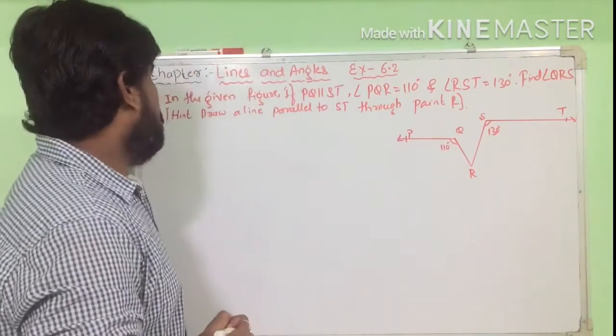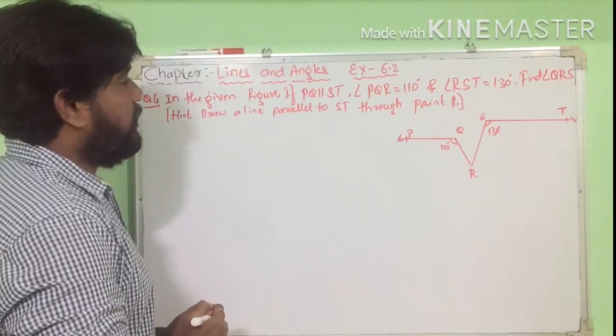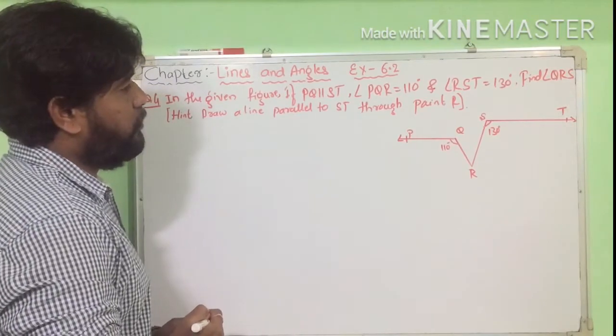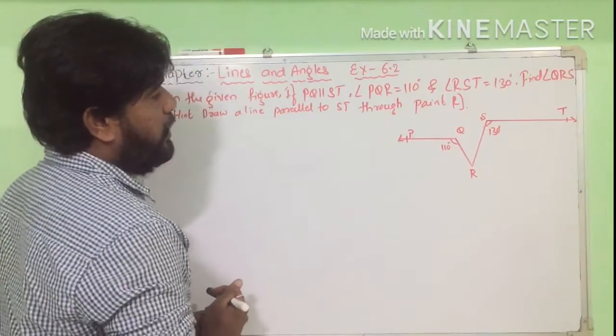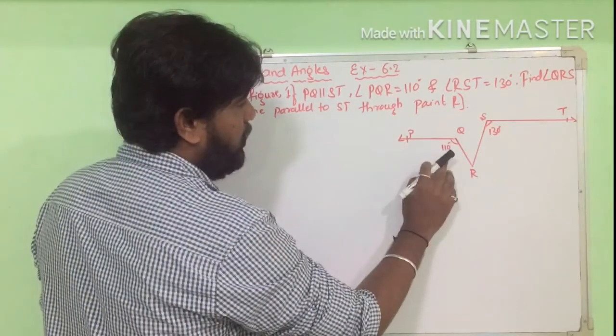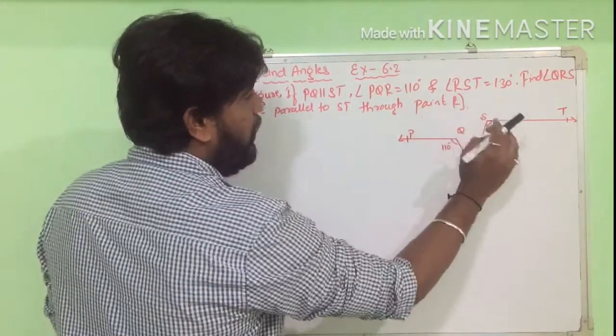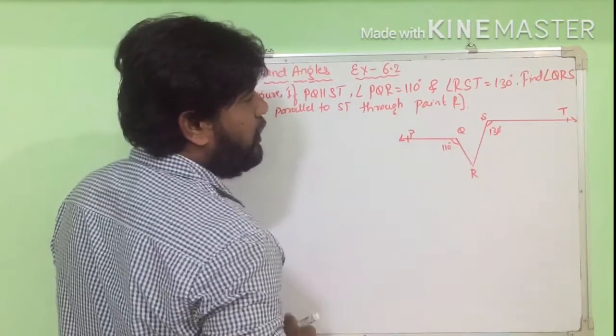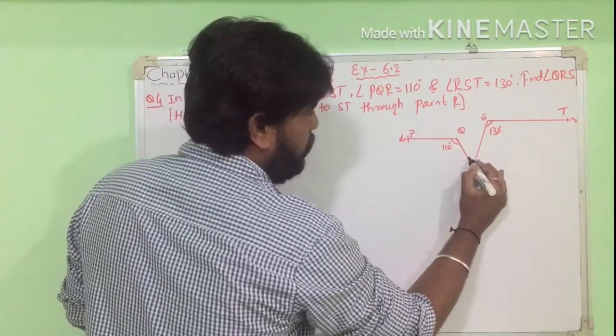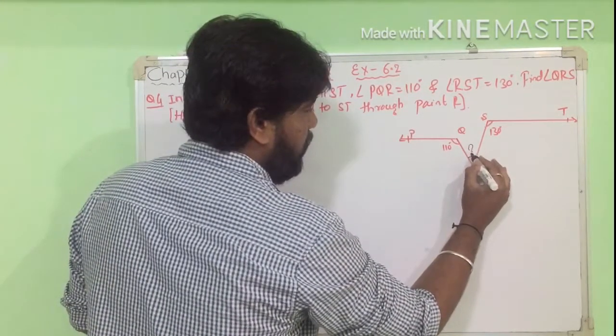What is that? In the given figure, PQ is parallel to ST, the angle PQR is 110, and the angle RST is 130. Find the angle QRS. So here we want to find out how much this angle is.